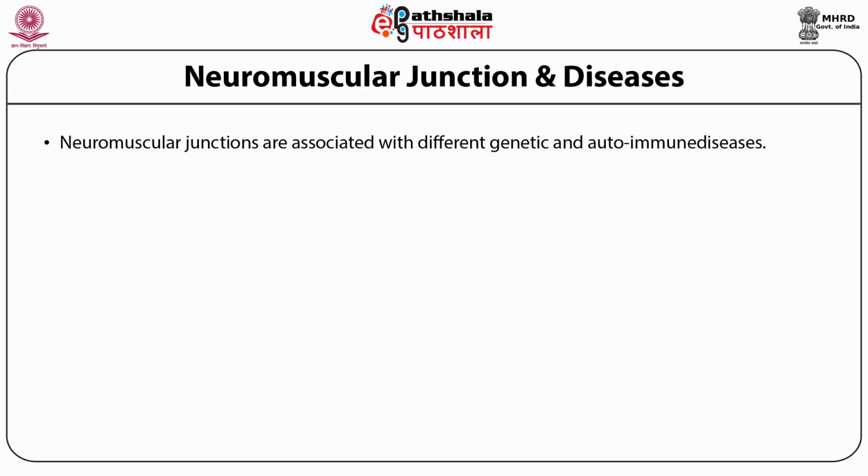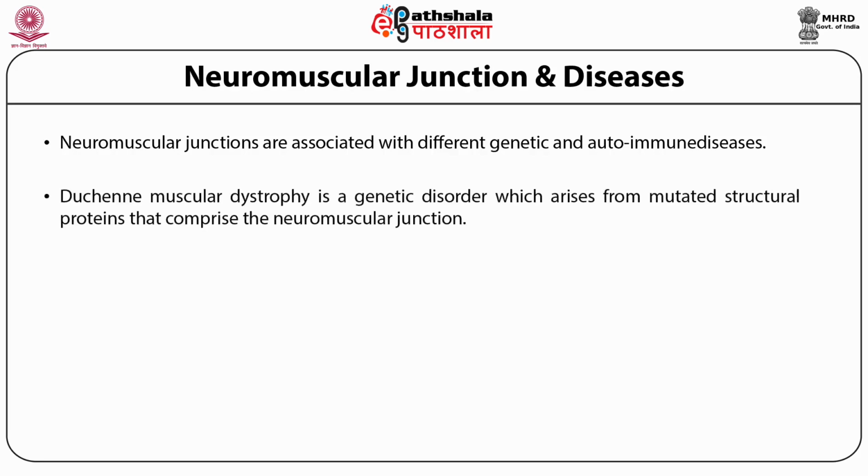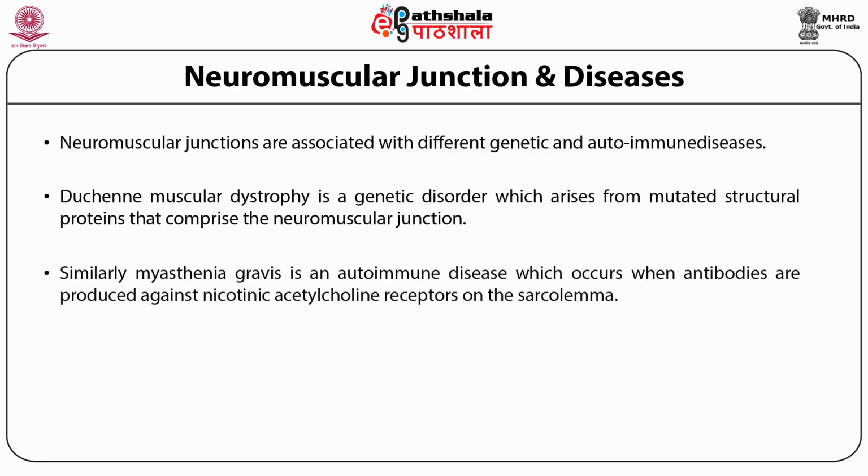Neuromuscular junctions are also associated with different genetic and autoimmune diseases. Duchenne muscular dystrophy is a genetic disorder which arises from mutated structural proteins that comprise the neuromuscular junctions. Similarly, myasthenia gravis is an autoimmune disease which occurs when antibodies are produced against the nicotinic acetylcholine receptor on the sarcolemma.